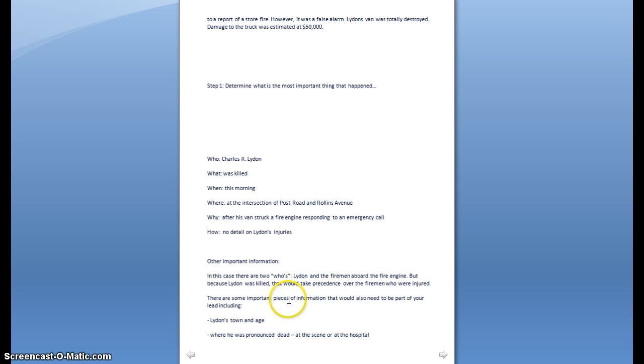Okay? Now, there's some other important information that you need to consider. In this case, there are 2 who's. There's Lydon, and then there were the firemen aboard the fire engine. But because Lydon was killed, that would take precedence over the firemen who were injured. There are also some important pieces of information that you would need to find out. First of all, Lydon's town and age. Okay? It said the accident occurred in your town. It doesn't say that he was from that town. See how there's a difference? Okay? So you have to make sure you check that.